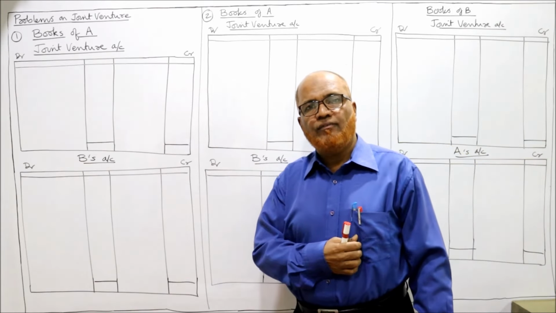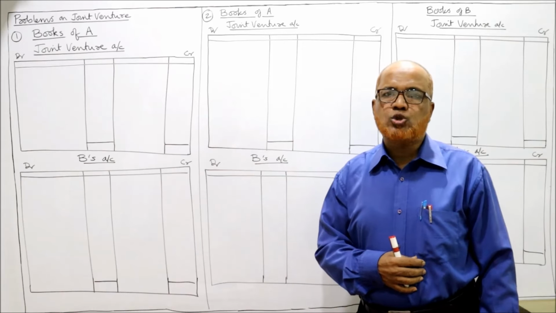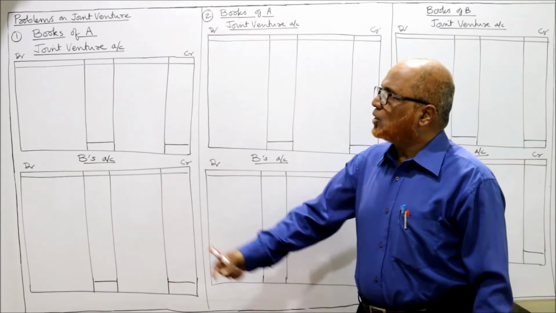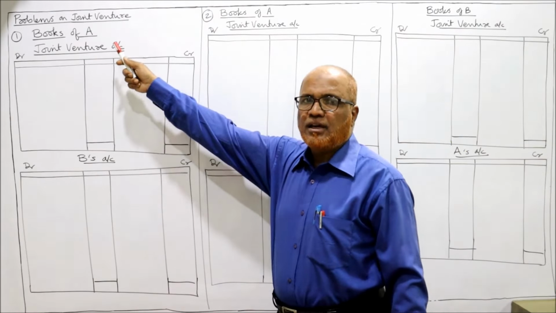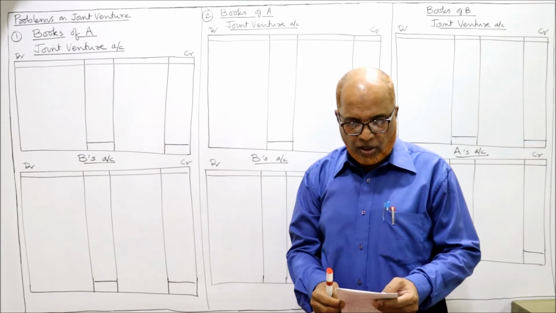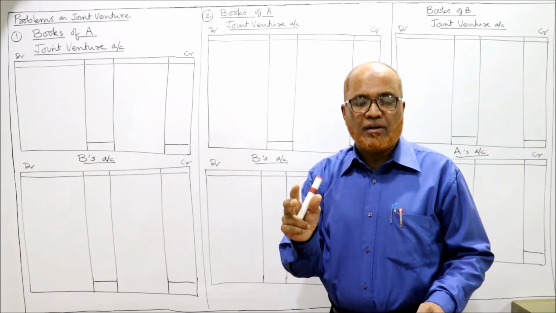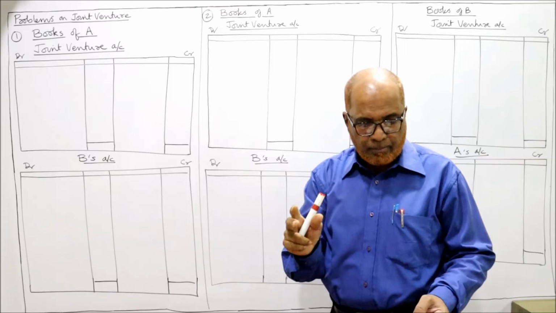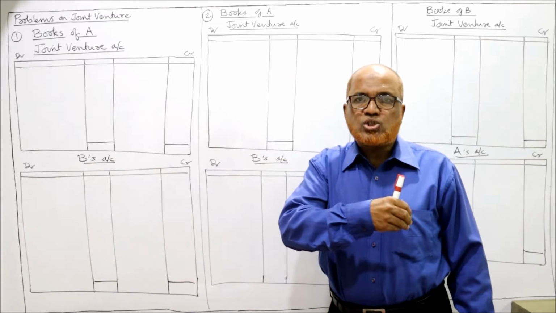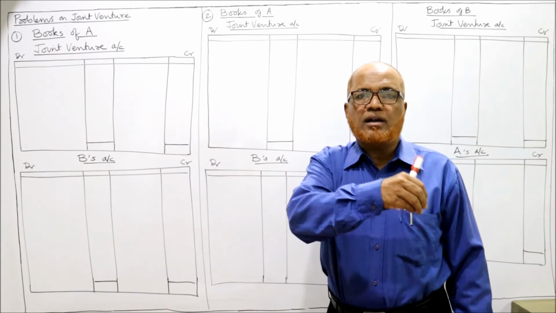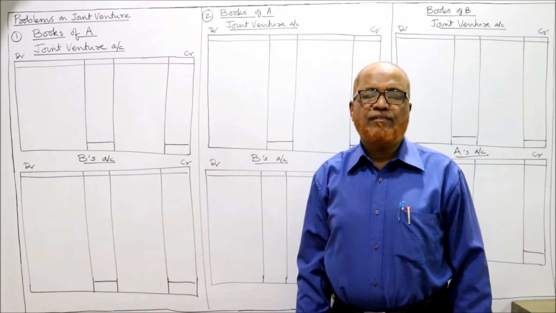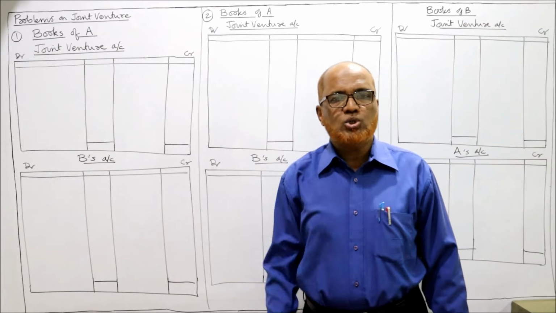Already in the theory video we have discussed what entries are to be passed in the books of the co-venturer. So here the co-venturers are A and B. In the books of A, first entry. I am explaining it from the start. A provides timber from his stock at a mutually agreed value of 5,000. So A is putting 5,000 rupees worth of timber from his stock into the joint venture. He is sending 5,000 rupees worth of timber to the joint venture.